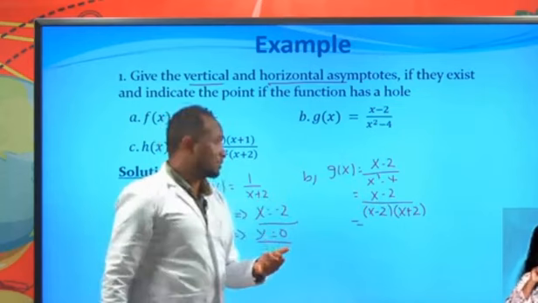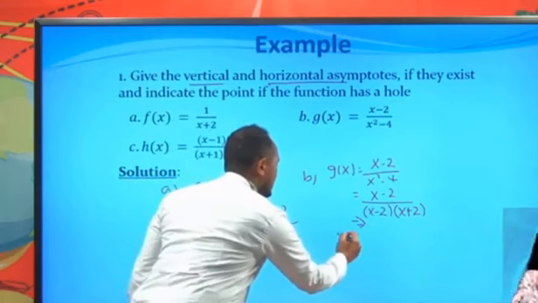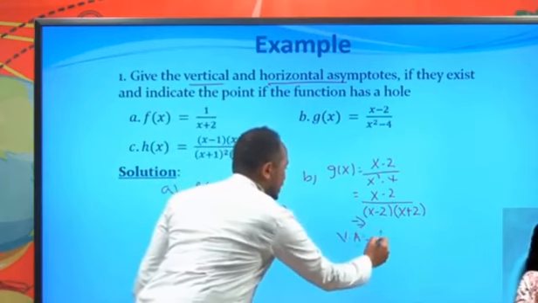Now, let's see the third example. Now, let's see c.